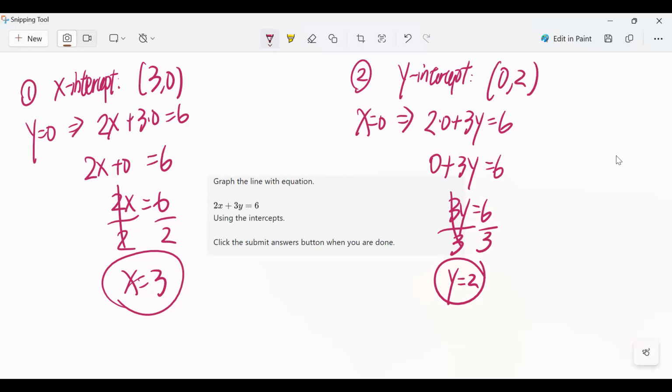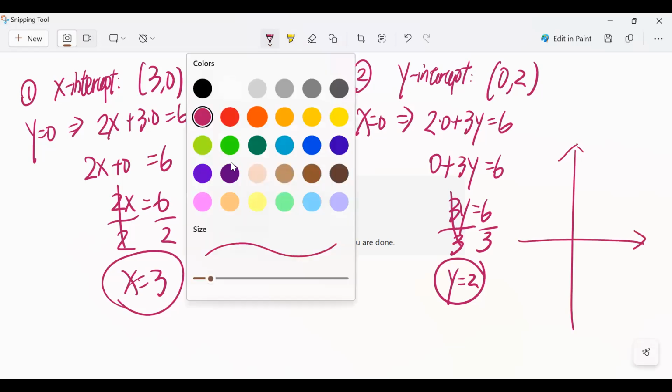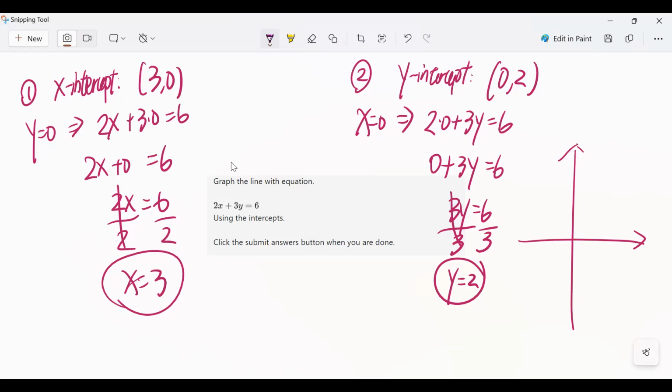And once you have those two ordered pairs, we can sketch the graph. Use a different color to sketch it. The x-intercept is located on the x-axis: 1, 2, 3. So this right here. And then the y-intercept is located on the y-axis: 1, 2. Once you have those two points, connect them, extend it in both directions, and so we get a line.